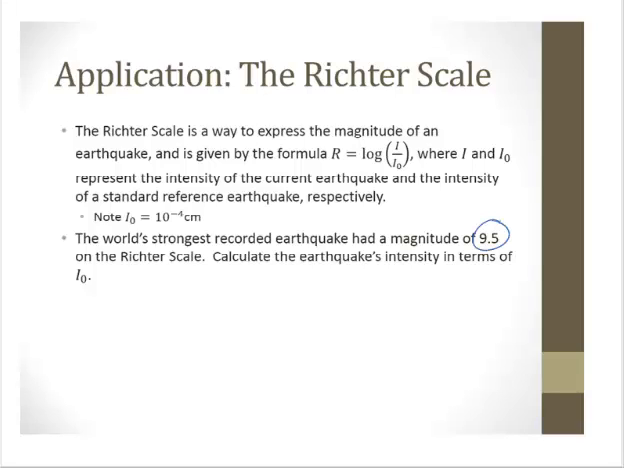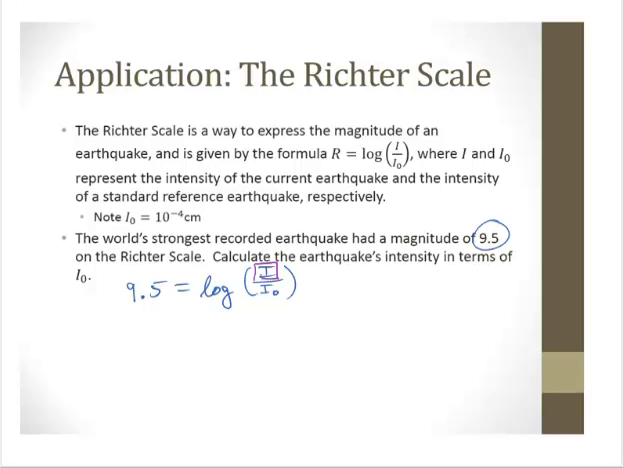So that's the Richter number, that's the R value. So we know that 9.5 is equal to the log of I over I sub 0. Now, since we're asked to calculate the earthquake's intensity in terms of I sub 0, I'm not going to replace that I sub 0 with 10 to the negative 4th. I'm going to leave it alone. And I need to solve for I.